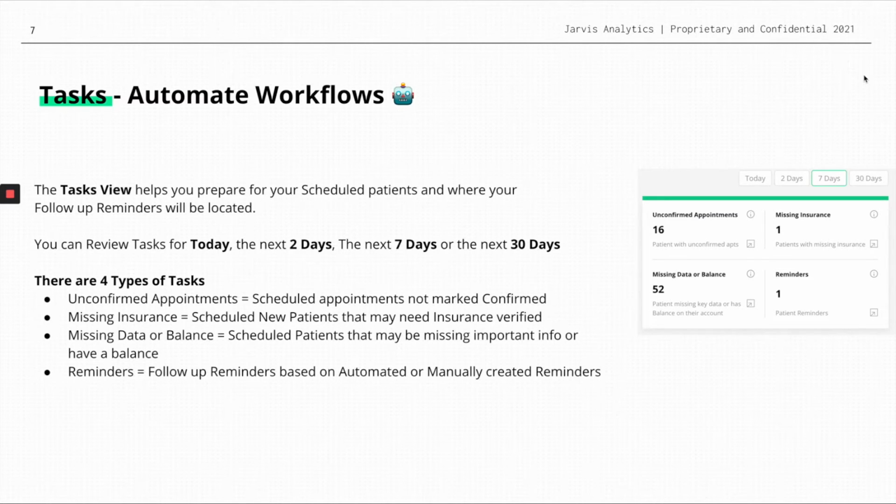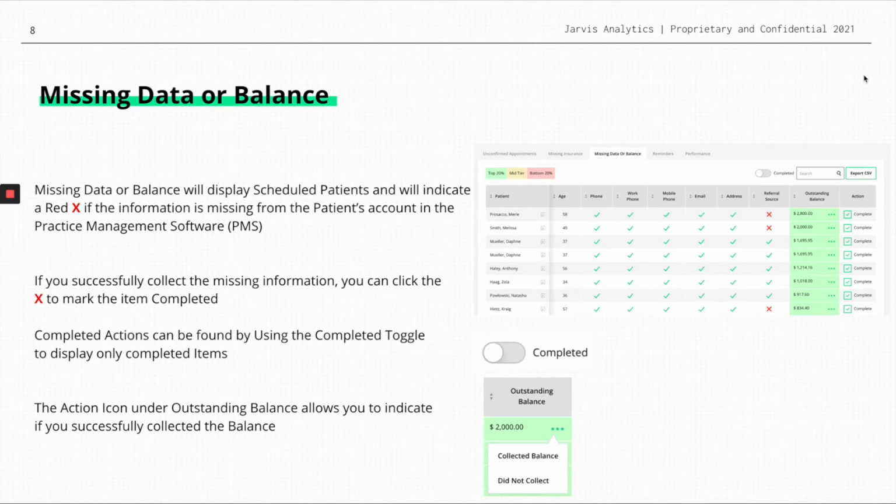Reminders are the follow-up reminders that are created in an automated fashion or manually within Jarvis. The missing data or balance work queue shows patients that might be missing important information from their account. Any patients with a red X showing in one of the columns may be missing information, and you'll need to update that information in your practice management system when you call or contact the patient. If you successfully collect the missing information, you can click the red X to mark the item completed in Jarvis.